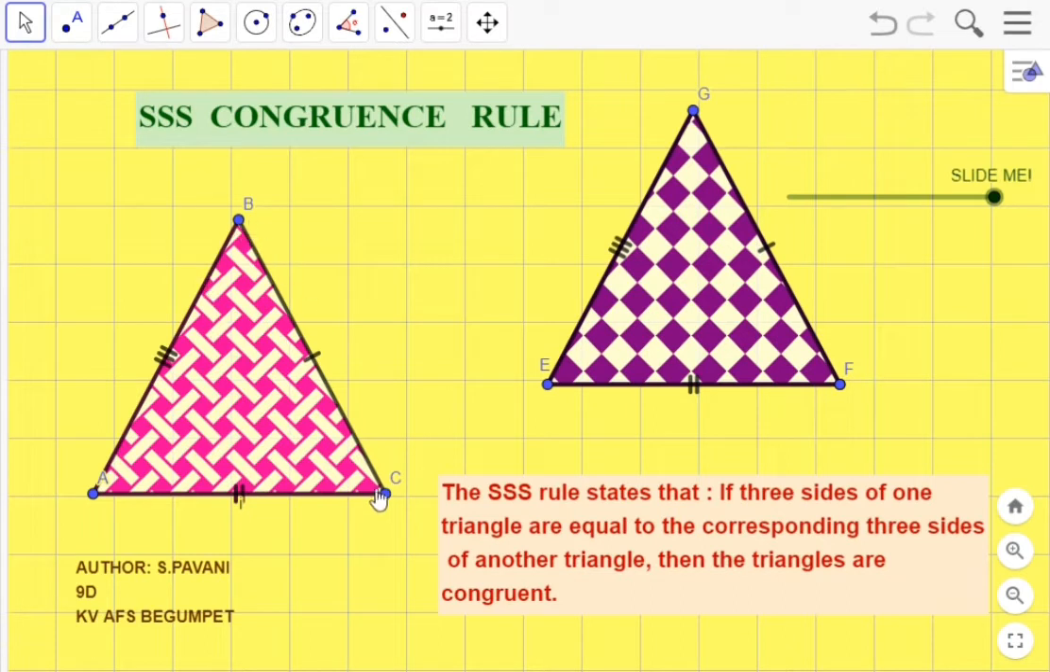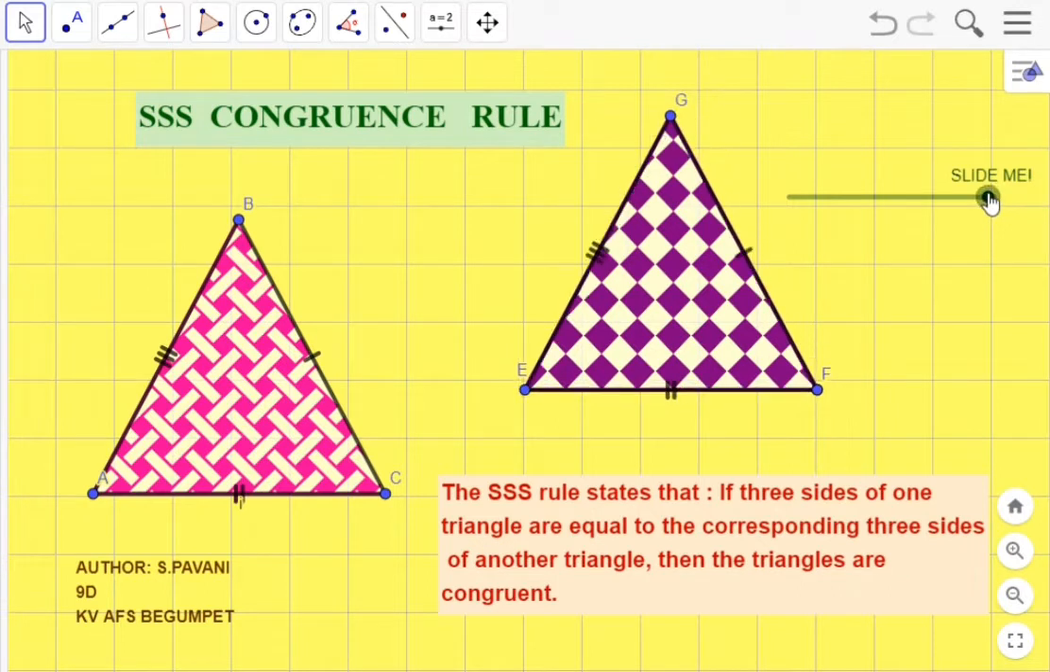Here we observe that BC is equal to GF, AC is equal to EF, and AB is equal to GE. So we can say that these two triangles are congruent to each other. Now we'll use the slider and check if triangle EGF covers triangle ABC, then these two triangles are congruent.